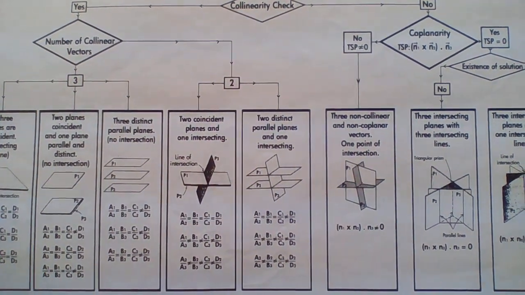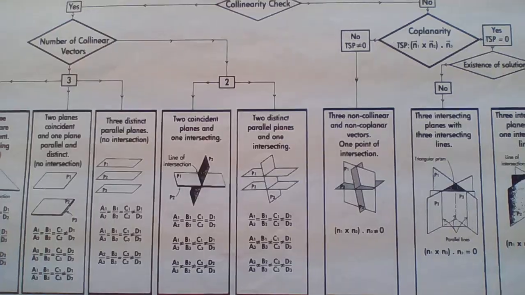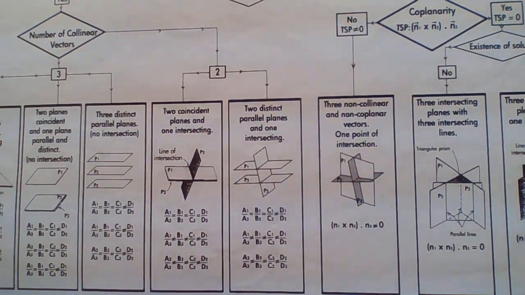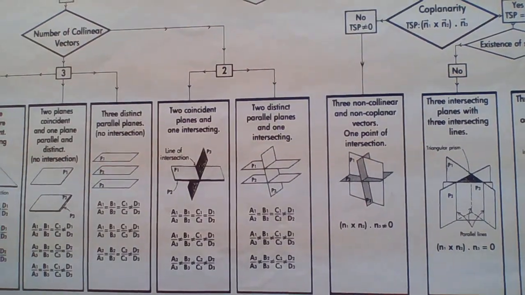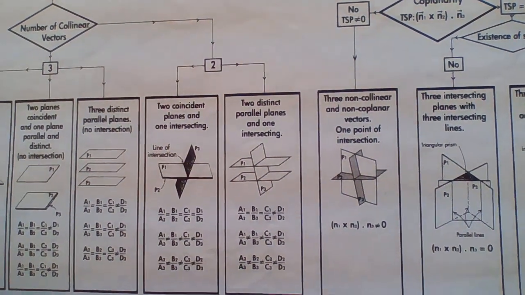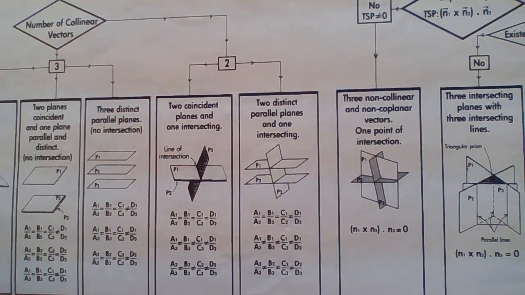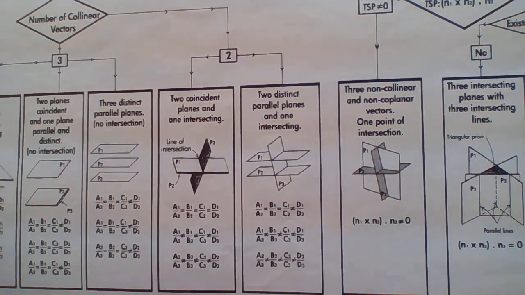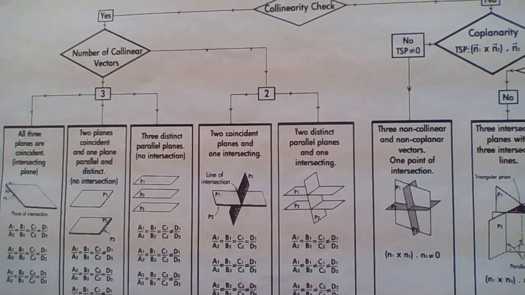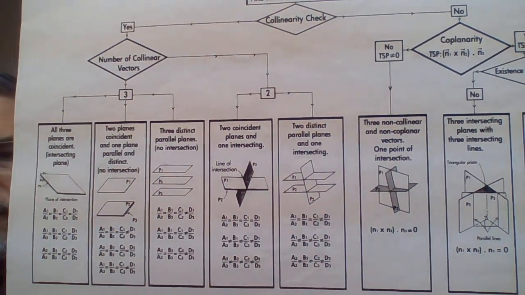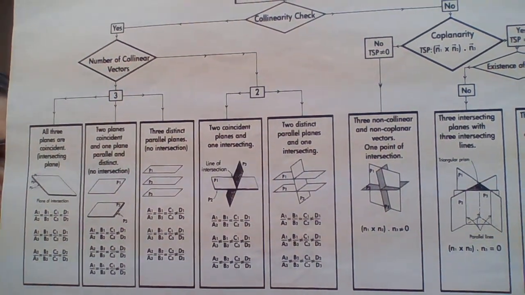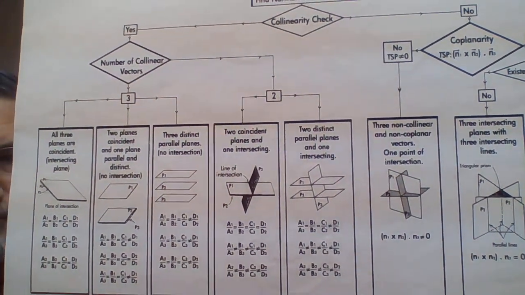If you have two collinear vectors, that means that two of the planes are parallel and distinct or coincident, and the third plane, as you see in this flowchart, is intersecting the other two parallel planes. And again, in order to distinguish between these two, you can check those ratios of A1 over A2, B1 over B2, and so on and so forth. So this is the scenario if any two planes are parallel.